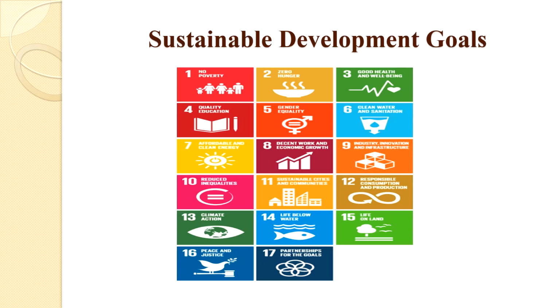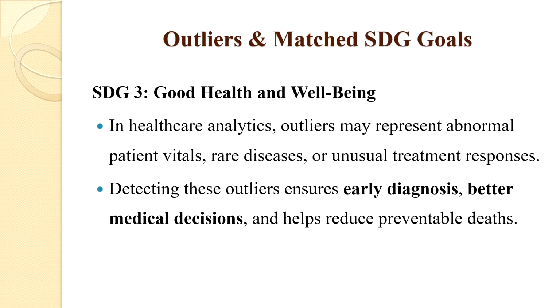From the 17 goals, what are all the goals we can achieve with the help of the outliers? We will see in the next slide. Outliers and matched SDG goals. So SDG goal 3 is good health and well-being. In healthcare analytics, outliers may represent abnormal patient vitals, rare diseases, or unusual treatment responses. Detecting these outliers ensures early diagnosis, better medical decisions, and helps to reduce preventable death.